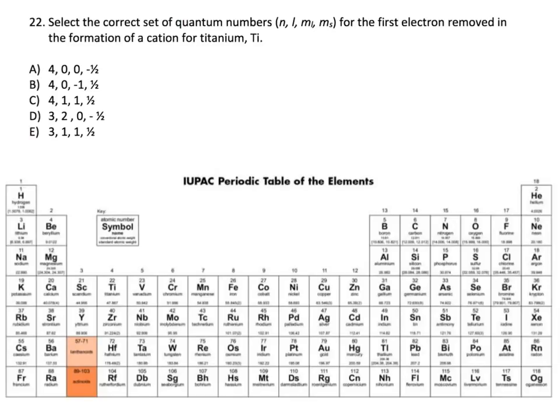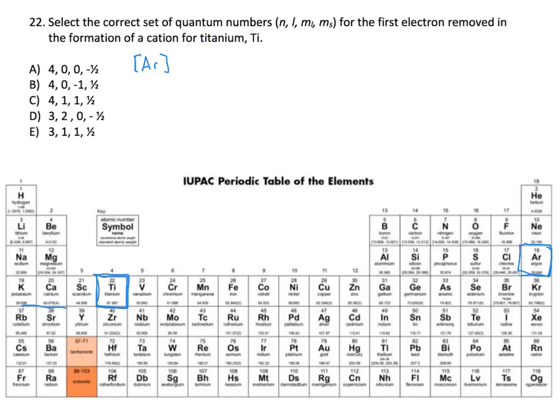This question says, select the correct set of quantum numbers n, L, ML, MS for the first electron removed in the formation of a cation for titanium, Ti. So the first thing we need to do is come up with the electron configuration for titanium. We find titanium on the periodic table, and we go backwards to the previous noble gas, which in this example is argon. So we begin by writing out argon as the core electron configuration for titanium, and then we list the orbitals that come after.